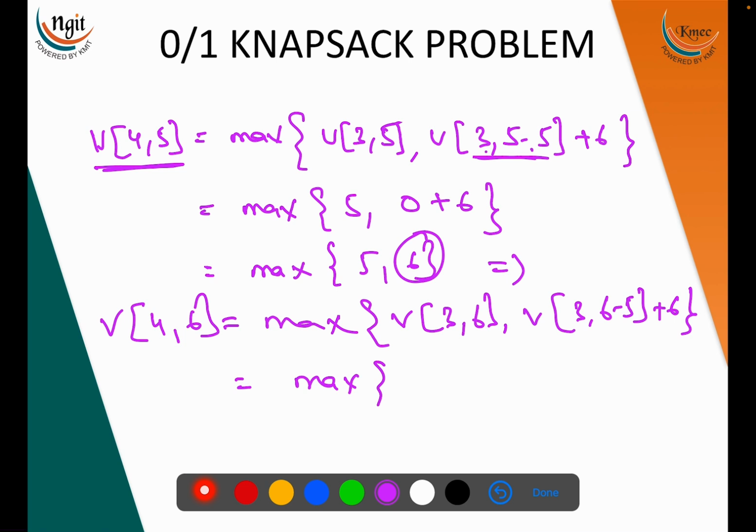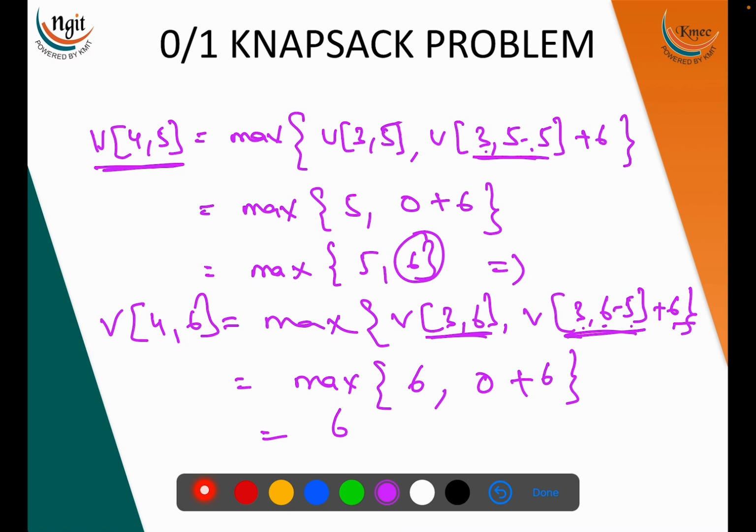Max of, from the table, V3 comma 6 value is 6. From the table, V3 comma 1 value is 0 plus 6. Max is 6. So you can find the same values in the table. Though you apply table values, or you apply this formula, you will get the same values.